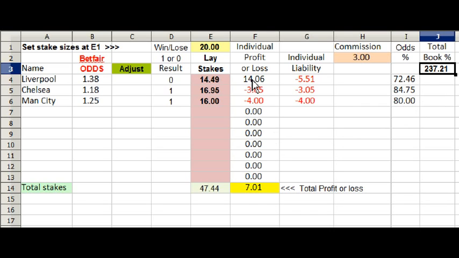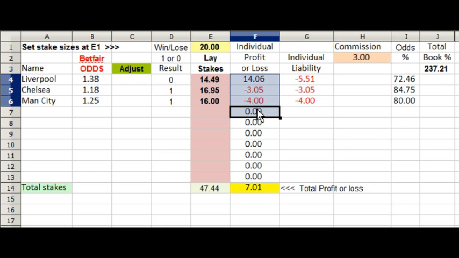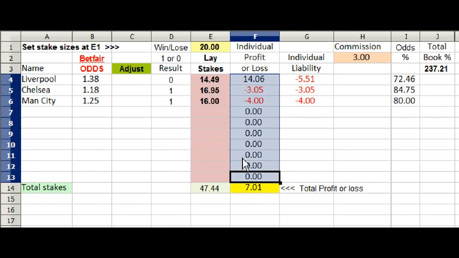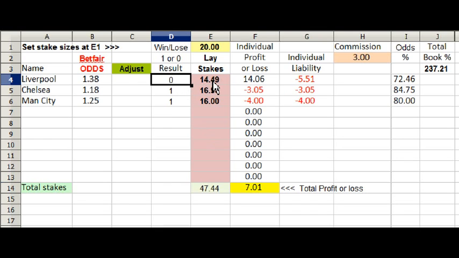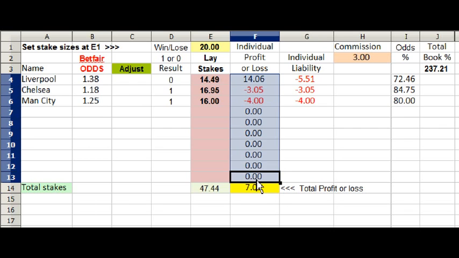Now down here at F14, that's a total of whatever is shown in column F. So if you hit a loser and you have that winning lay in Betfair or Betdaq, commission is then taken off and shown in column F, and that profit then has these losses taken off, and that's totaled at the bottom for you. So that at F14 is a total profit or loss of the whole of your trade for your lays.